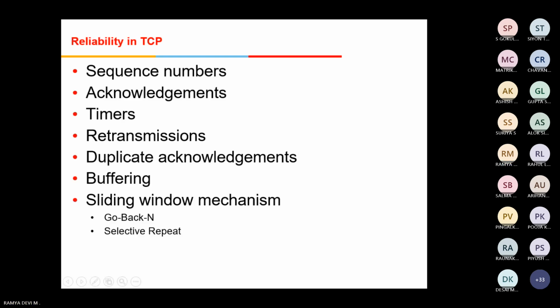Right? So, reliability in TCP. How is TCP giving reliable delivery? TCP is a reliable transport layer protocol. The reliability can be achieved with all these things. The first one is the sequence number. Every byte that is being sent will be provided with a sequence number. All the bytes will be assigned a sequence number, and this will help the receiver reassemble the data at the destination.